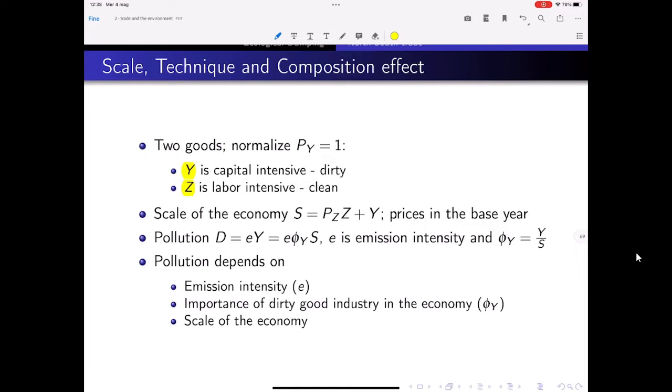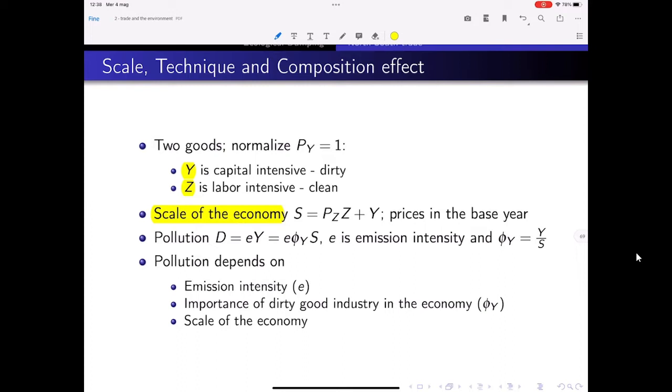For the moment being here, not particularly relevant. And then I'm going to define two things. So first of all, what the scale of the economy is. The scale of the economy is just the size of the economy, how large the economy is. And that is here given by its GDP, and it will be PZ, Z plus Y.